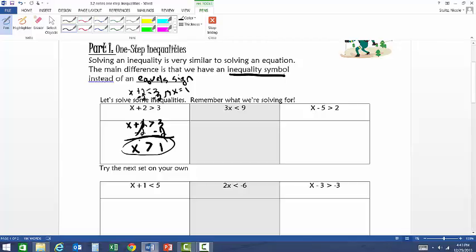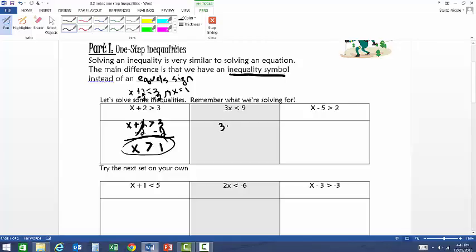And what this means is any number more than 1 will work in this inequality. And try it out. 2 is more than 1. 2 plus 2 is more than 3. That is true. So if I try a number less than 1, let's say 0. 0 plus 2 is greater than 3. Well, that's false. So only numbers more than 1 will work.